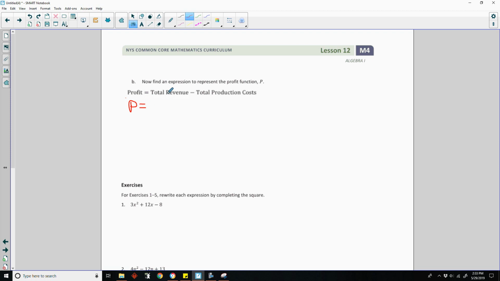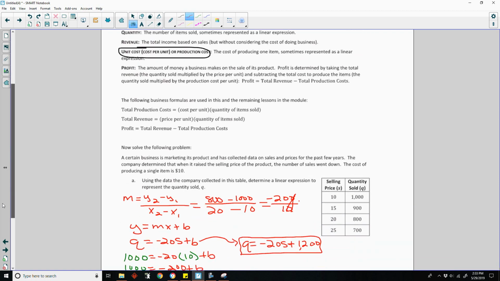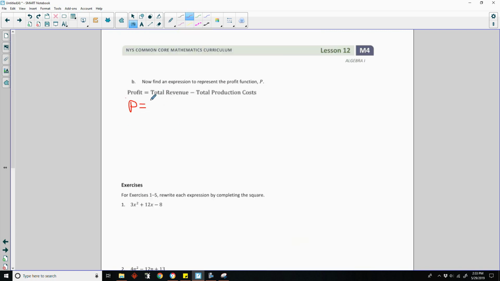But what am I going to do about total revenue? So I'm going to go back. And now when I come down to total revenue, it's the price per unit times the quantity of items sold. And that is our table right here. So price per unit is selling price, or S, and quantity sold is Q. So if this is S and this is Q, then total revenue is S times Q. So when I come back here, total revenue is S times Q.